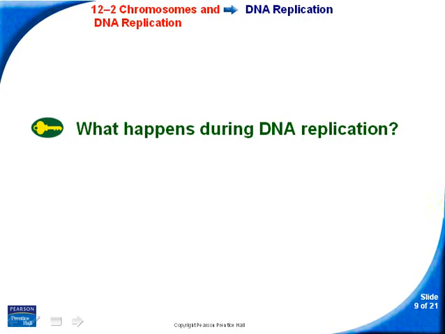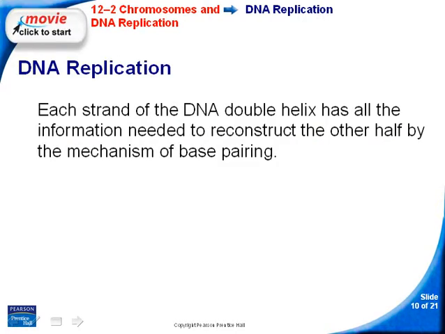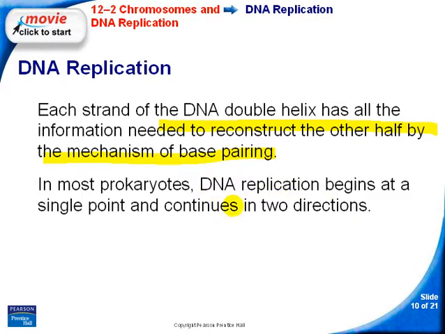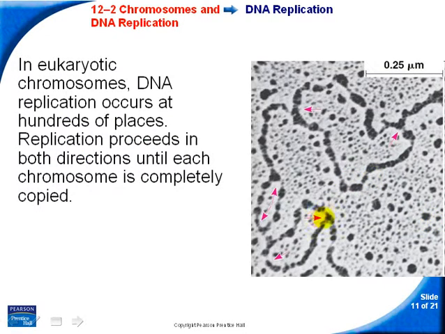So what happens during DNA replication? The neat thing about the double helix is that the information is on both halves of the DNA molecule. So each side has all the information you need to reconstruct the other half by using base pairing, which we learned about in 12.1. DNA replication begins at a single point, and then it goes off in two directions. On top of that, DNA replication occurs at hundreds of places at once, because it takes a long time to copy all this.